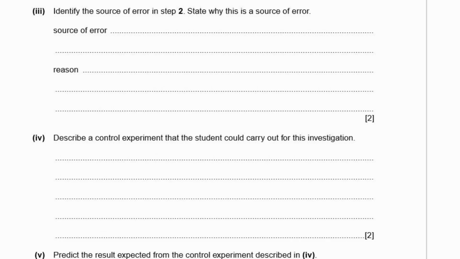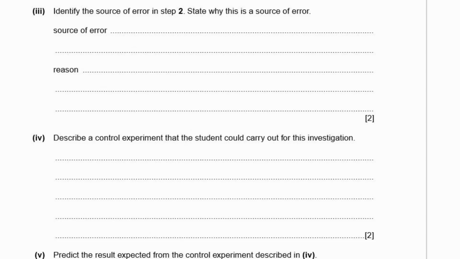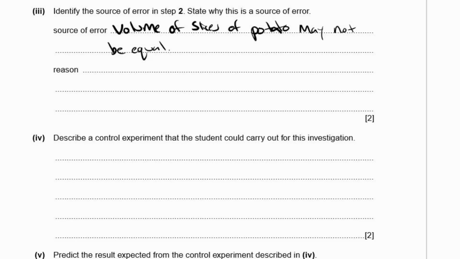3. Identify the source of error in step 2 and state why this is a source of error. Okay, so step 2 is when they cut the pieces of potato into 2 slices of a similar size. Okay, so the reason why that was a source of error is because you don't exactly know if they were exactly the same size. They eyeballed it. They just guessed to see if it was the same size. So the volume of the slices of potato may not be equal, or you could say the size of the slice of potato, the surface area. There's a few different things you can put down, but they may not be equal.